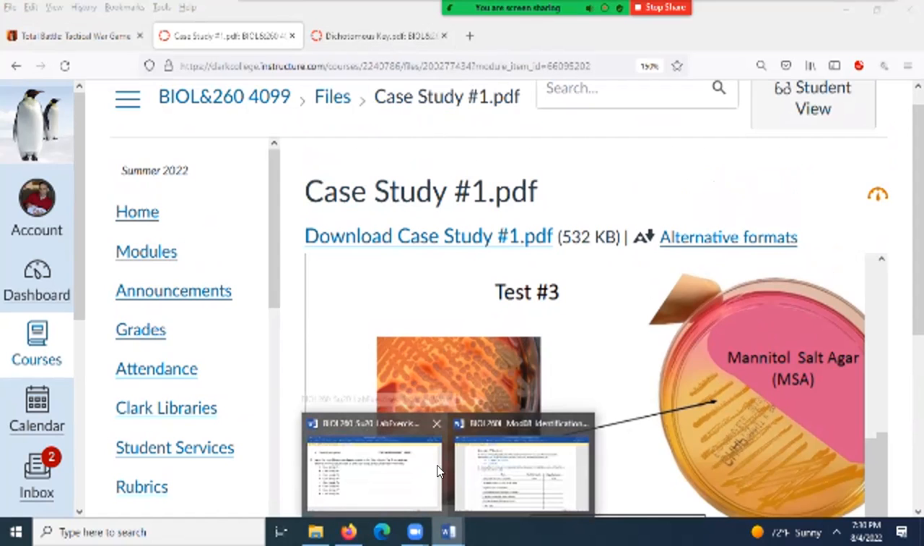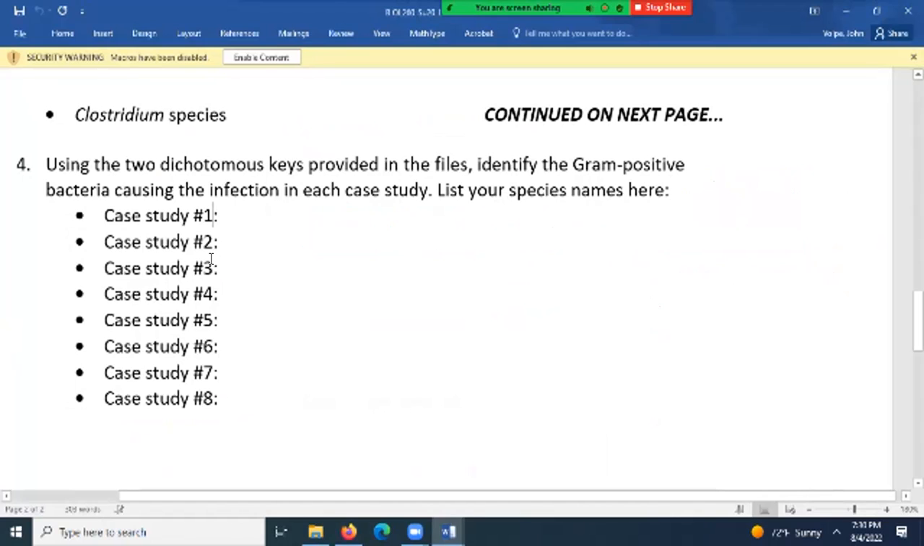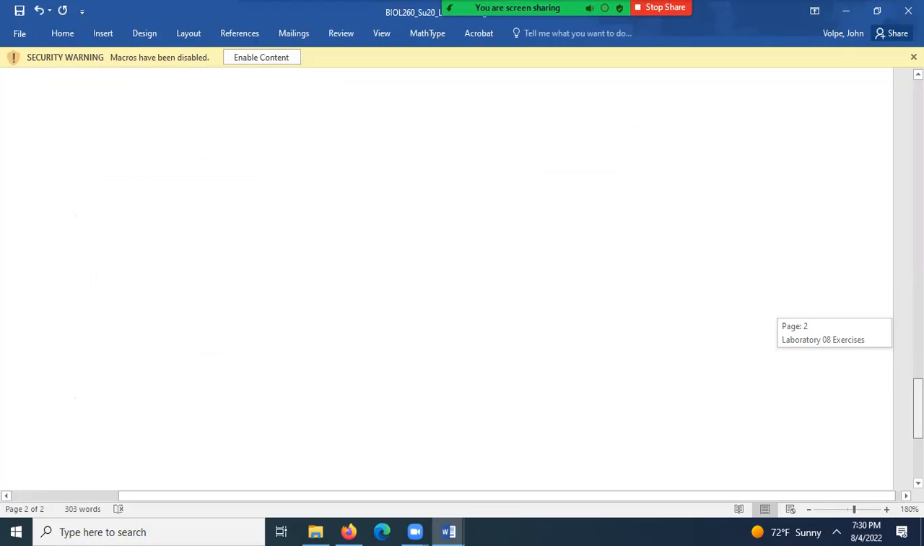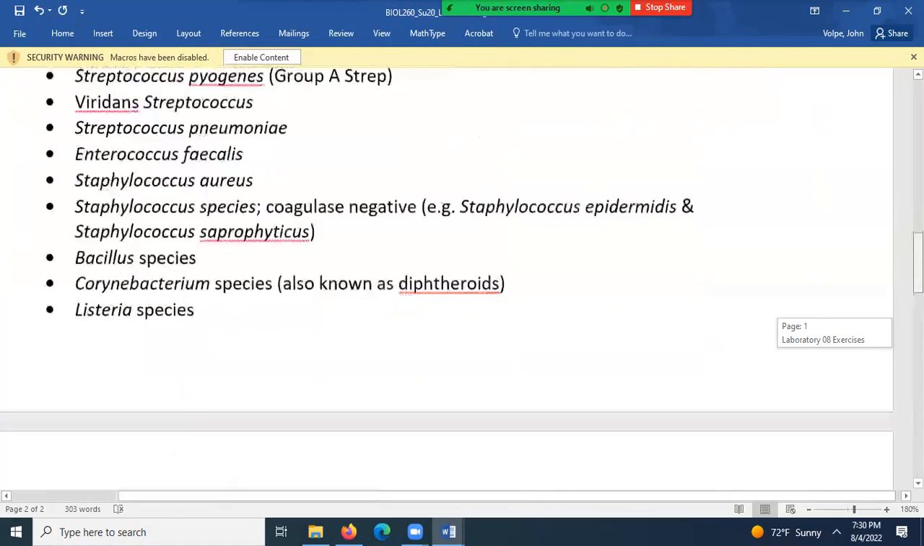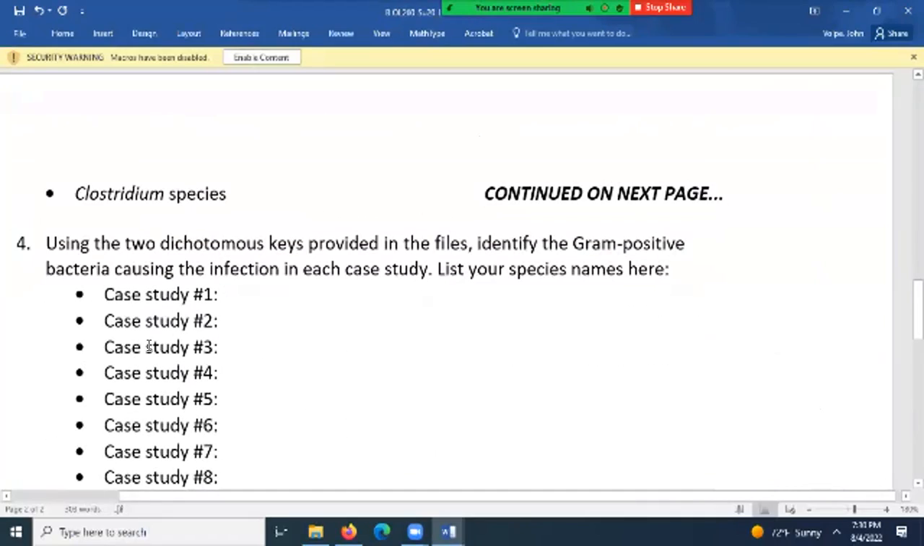So do the similar thing for each of the case studies. There's 8 of them. So this will take you time to identify each species and then write up on the worksheet what species is causing case study number 1, what species is causing case study number 2, what species is causing each of the case studies. And then when you're done, submit your worksheet. I will warn you that the case studies will be double the points of all the other questions. All right, any questions?